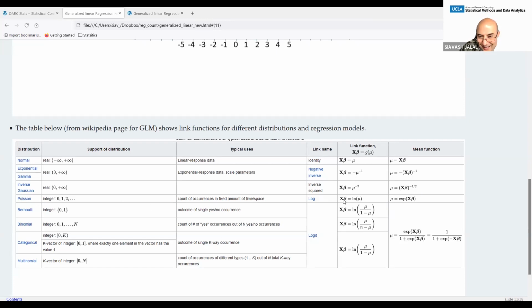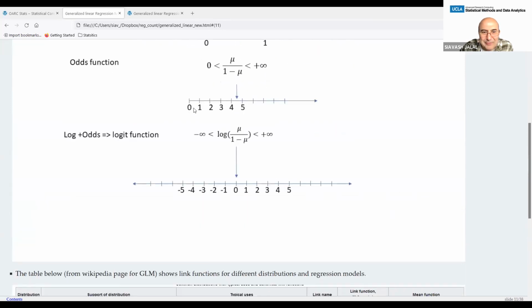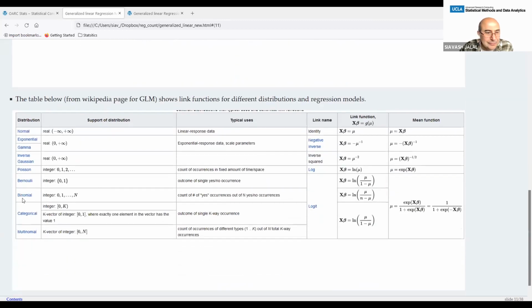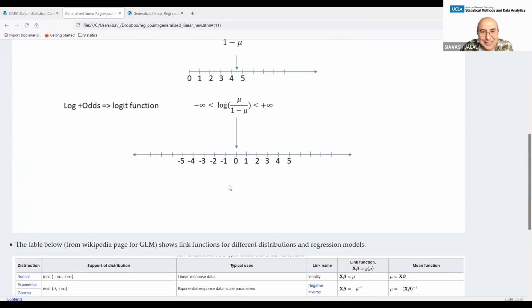And Poisson, which is just a log, right? Poisson is just jumping from here to here. You only need log, right? So it's a log. And Bernoulli, which is our logistic regression, is this guy. The link is ln, which I showed you here.